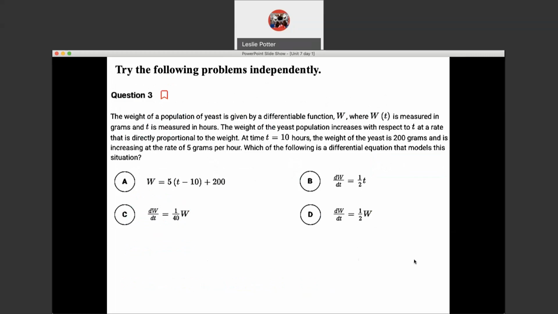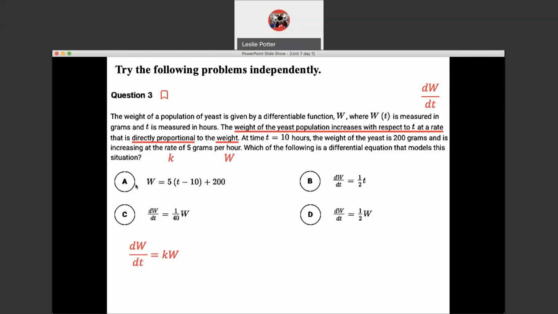This is similar to question 1, writing the differential equation based on the problem. Okay, if you're tuning back in, I'm assuming you've given this a try on your own. So it says we have the weight of the population of yeast is given by differentiable function. Okay, where W of T is measured in grams and T is measured in hours. So by the variables, we know we want a dW dt. The weight of yeast increases with respect to T at a rate that is directly proportional to the weight. So dW dt is K times W. That's what that's saying.